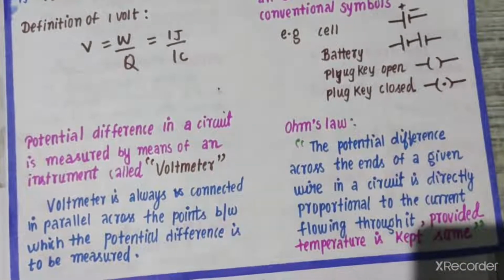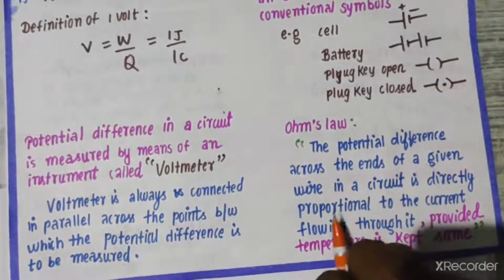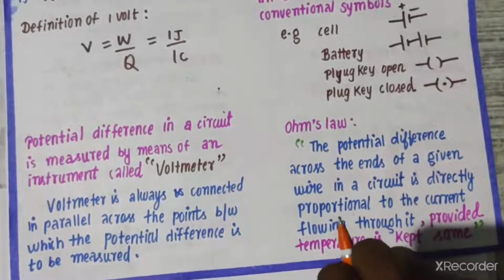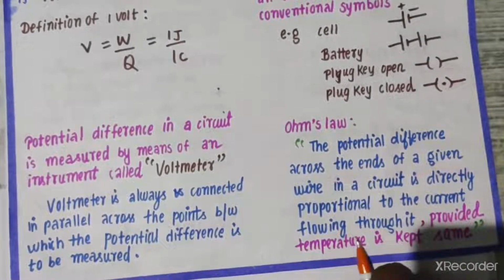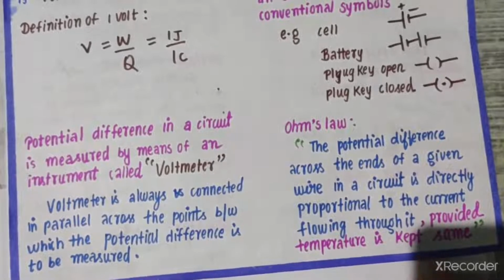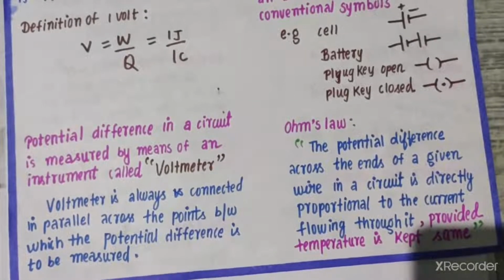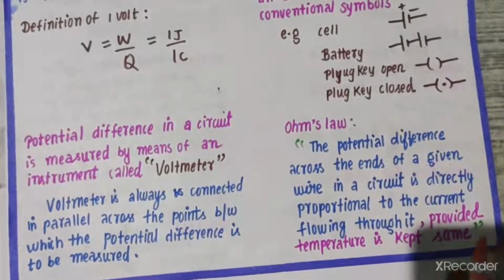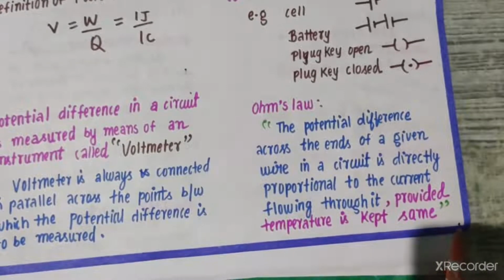Ohm's law என்ன சொல்லுது? Potential difference across the ends of a given conductor in a wire is directly proportional to the current flowing through it, provided the temperature is kept same. The condition is that the temperature has to be kept constant, because resistance depends upon temperature.